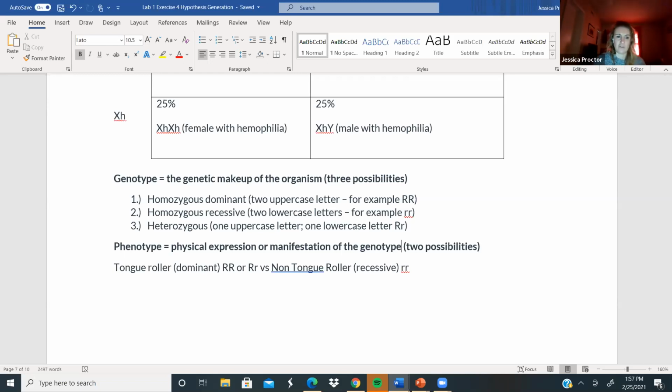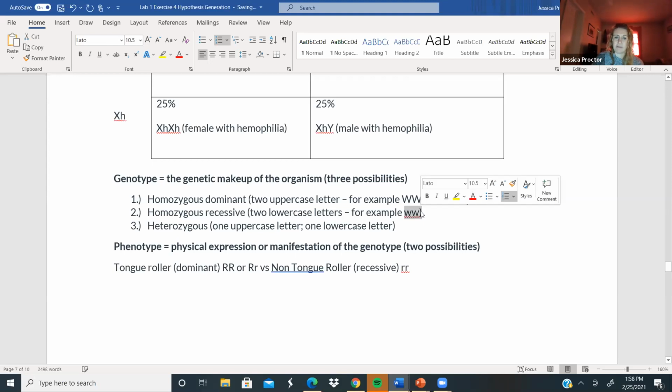Okay, so one more example as far as genotype versus phenotype. Let's say we're talking about widow's peak. Okay, so widow's peak is dominant. So if you get 2 dominant alleles from both of your parents at the location that determines widow's peak, then you are homozygous dominant, and you also have a widow's peak. Okay, and if you are homozygous recessive, meaning you get a recessive allele from both parents, then you are homozygous recessive at the locus that determines widow's peak, and you do not have a widow's peak. So they call that a straight hairline.